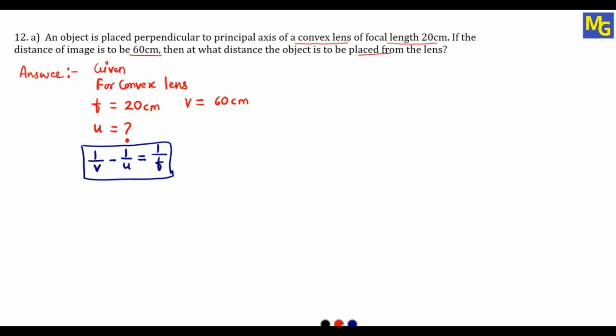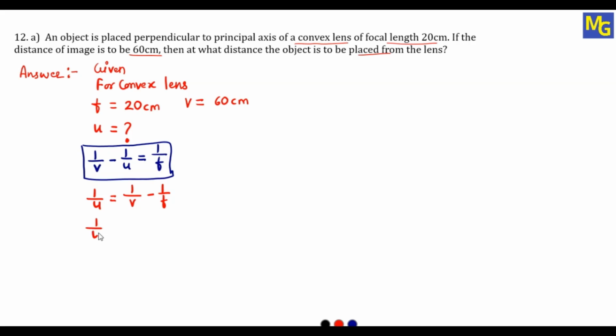But before substituting the values, what do we have to do? We have to find out U. So we have to rearrange this whole formula. Take 1 by U outside and shift this 1 by V to the other side. So the formula becomes 1 by U is equal to 1 by V minus 1 by F. So this is the formula. Now everything is done. Now substitute the values.